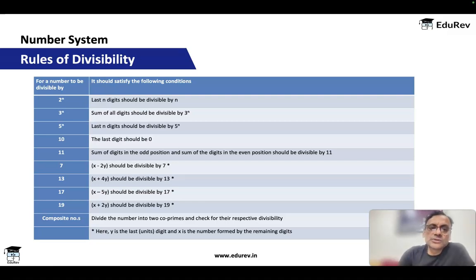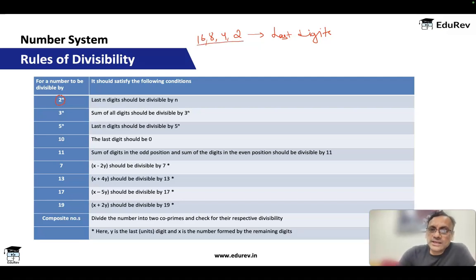In rules of divisibility, let's first look at number 2. Number 2 has a very unique rule: for number 2, you check the last digit. The good thing with number 2 is that this rule applies not only to number 2, but for number 4 as well, number 8 as well, number 16 as well. Basically all these 2, 4, 8, 16, they are powers of 2.